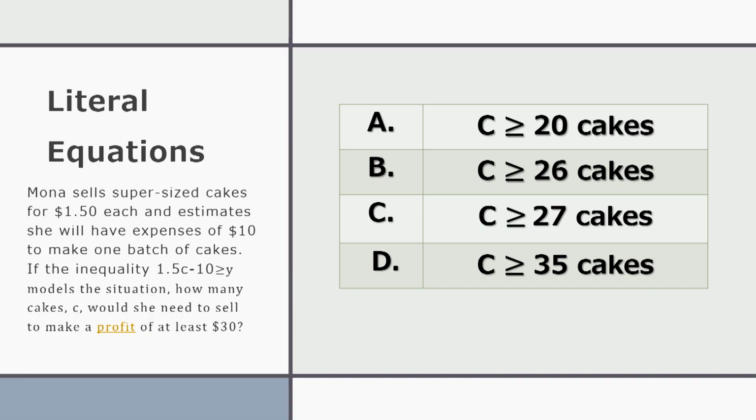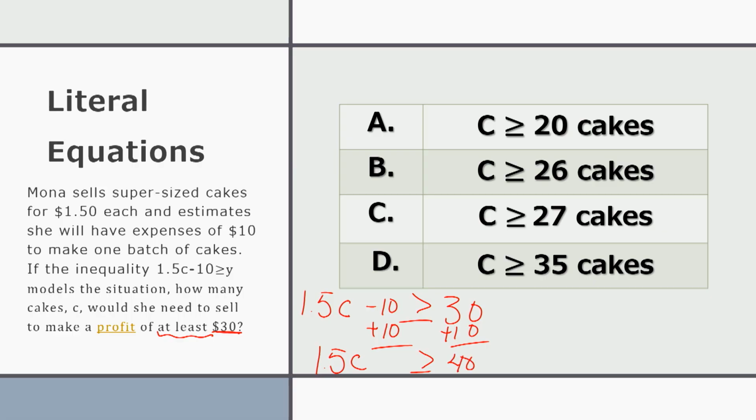So let's see. If I take 30 as my profit, at least, meaning I can make more but not less, let's plug that into our inequality to see what we find out. 1.5c minus 10 has to be greater than or equal to our 30. So let's solve for our variable. I'm adding 10 to both sides. I have 1.5c is greater than or equal to 40.